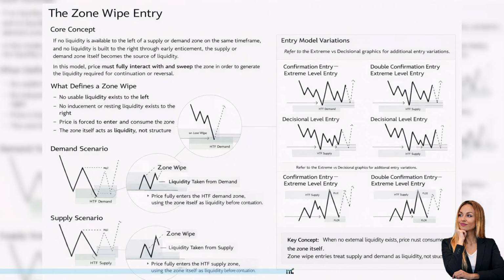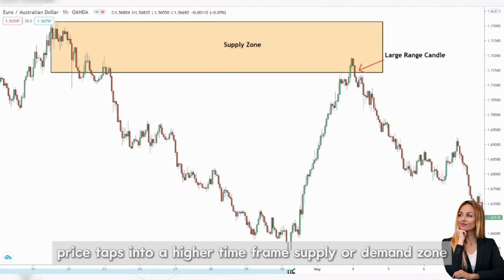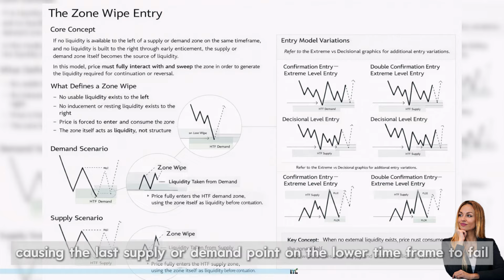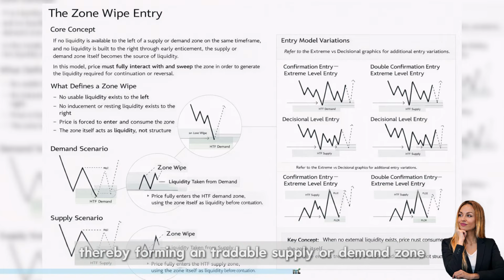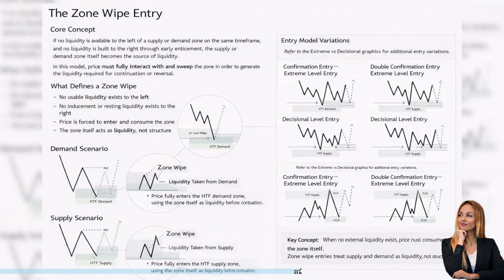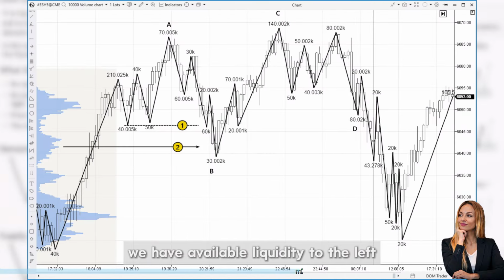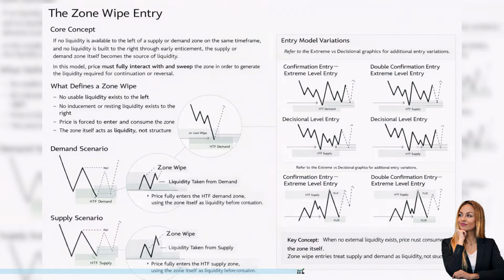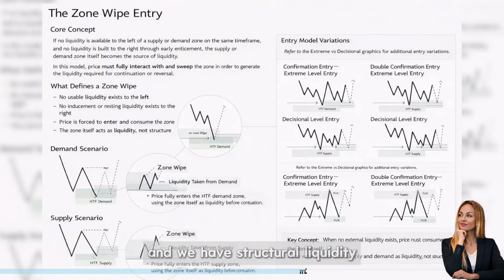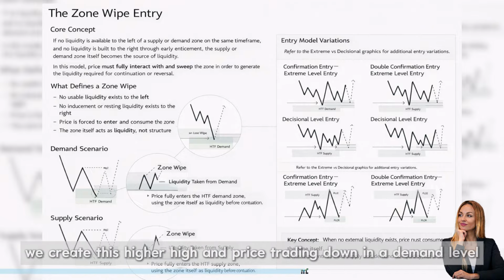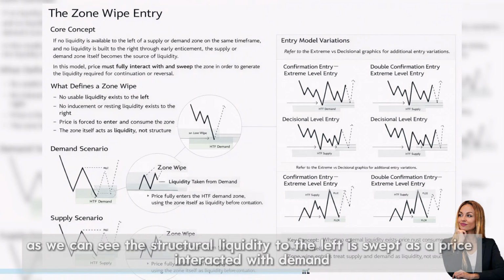Number 1, confirmation entry. Price taps into a higher time frame supply or demand zone, causing the last supply or demand point on the lower time frame to fail, thereby forming a tradable supply or demand zone. In this example, we have available liquidity to the left. We have a demand level with liquidity available to the left, and we have structural liquidity. We create this higher high and price trades down into a demand level. As we can see, the structural liquidity to the left is swept as the price interacts with demand.